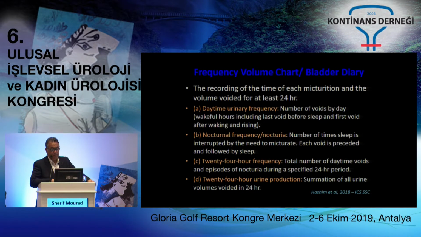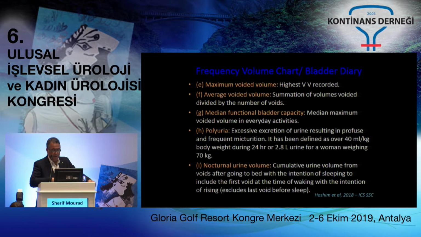But then what can you get out of these diaries? Much information, including the daytime urinary frequency, the nocturnal frequency or nocturia, the 24-hour frequency, and the 24-hour urine production. And this is important because it gives a very important indication if we are going to look at nocturnal polyuria. You can also have the maximum voided volume and the average voided volume, bladder capacity, and the polyuria, which is excessive excretion of urine resulting in profuse and frequent micturition. It has been defined as over 40 ml per kilogram body weight, or 2.8 liters of urine for a woman weighing 70 kilograms.